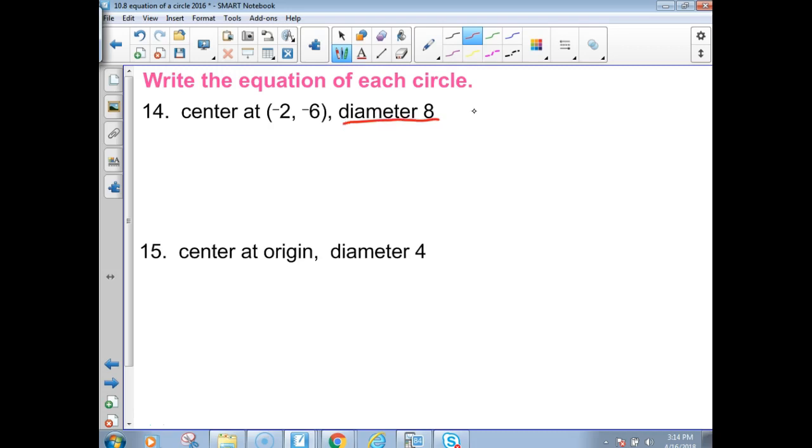It says the diameter's 8, which means the radius is half of that. So for 14, our radius is 4, and for 15, our radius is 2. Okay, so 14. Can you fill that one in for me? Olivia? If you want to do it all at once and then simplify, that's fine too.